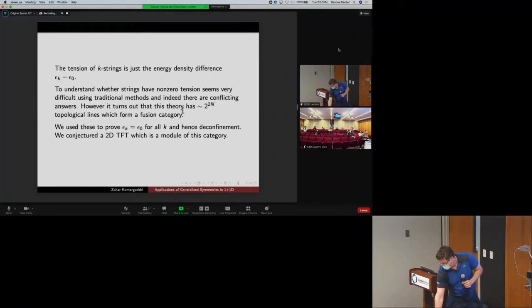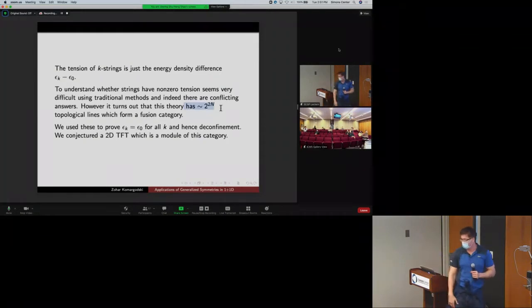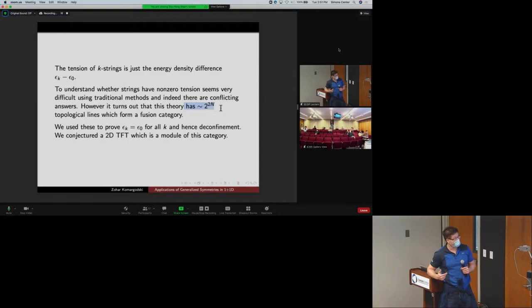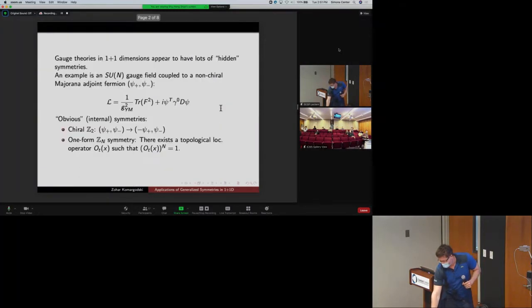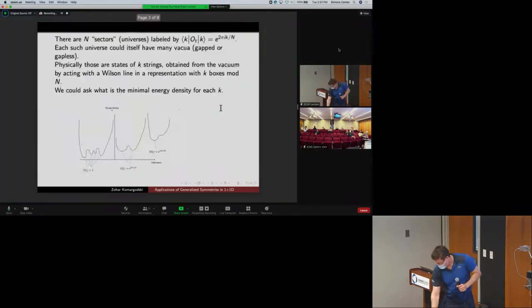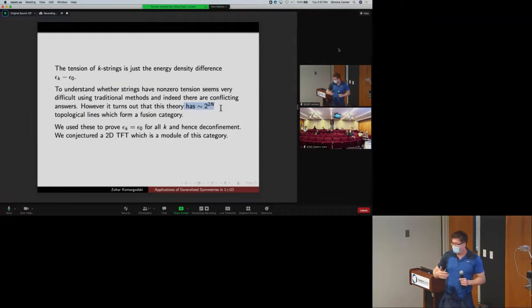So the main point about this theory, which is why I'm bringing it up here, is that this theory has an exponentially huge number of non-invertible symmetries that are completely non-obvious in the Lagrangian formulation. If you just write down this action, there is no way to see that it has an exponentially large number of topological lines. But they exist, and using those lines, it was possible to finally solve this theory.